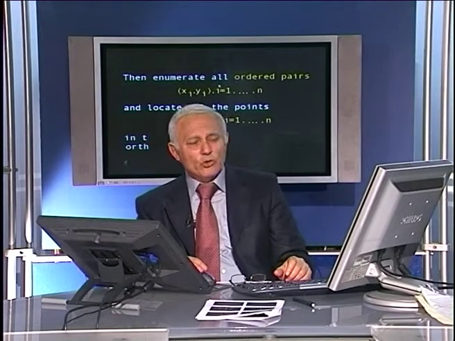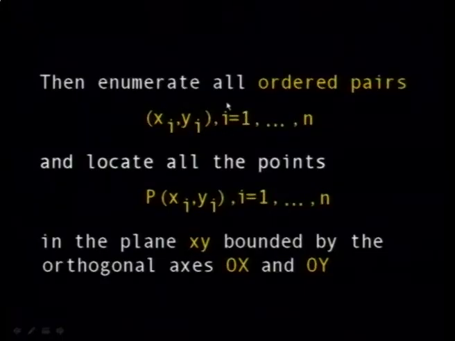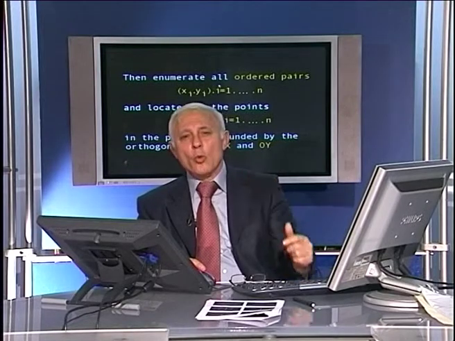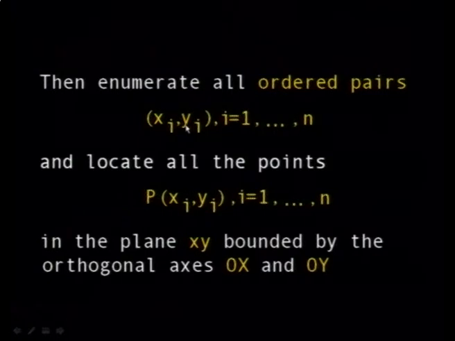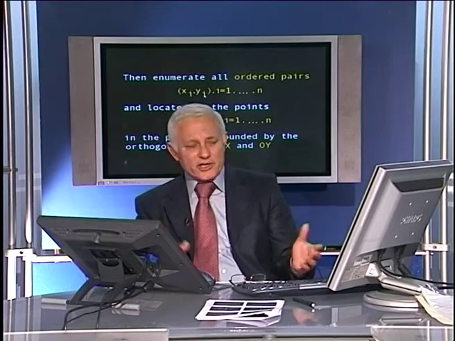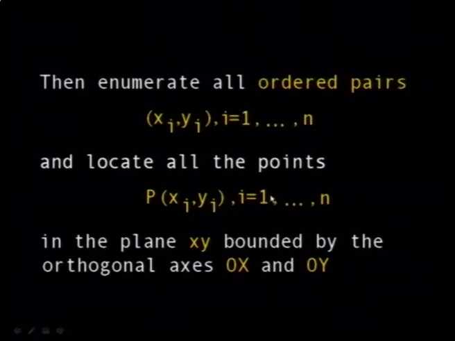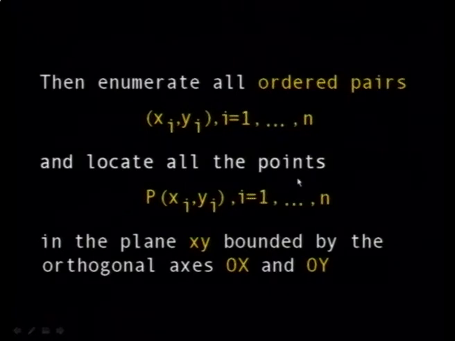When you do this, it means that you enumerate all ordered pairs. For each xi, because this is a function, there exists only one y in the range of the function. So you enumerate all ordered pairs (xi, yi) with i from 1 to n. In other words, you take n points to represent your graph, locate all those points on the x, y plane, and then connect them together to obtain your graph.